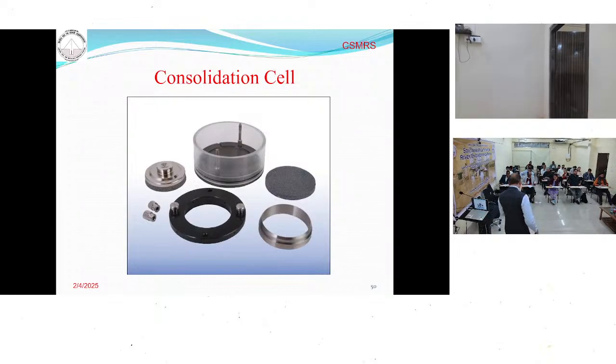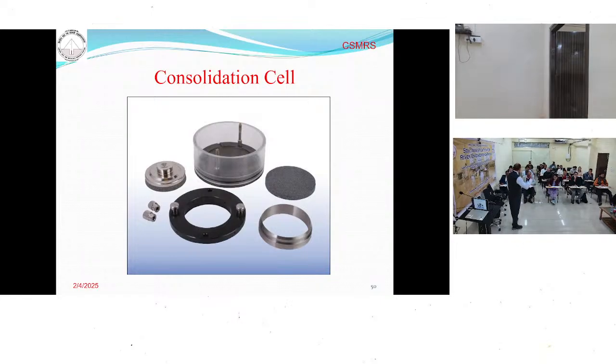This is the picture. For this test there is a consolidation machine, and we have already seen the consolidation cell. Here you can see the consolidation ring. This is the ring which has a diameter of 60 mm and a height of 20 mm. We take the sample that passes through the 2 mm sieve, at the OMC, meaning we add water up to the OMC, and pack it here at the MDD. After that we keep the specimen in the ring in the cell.